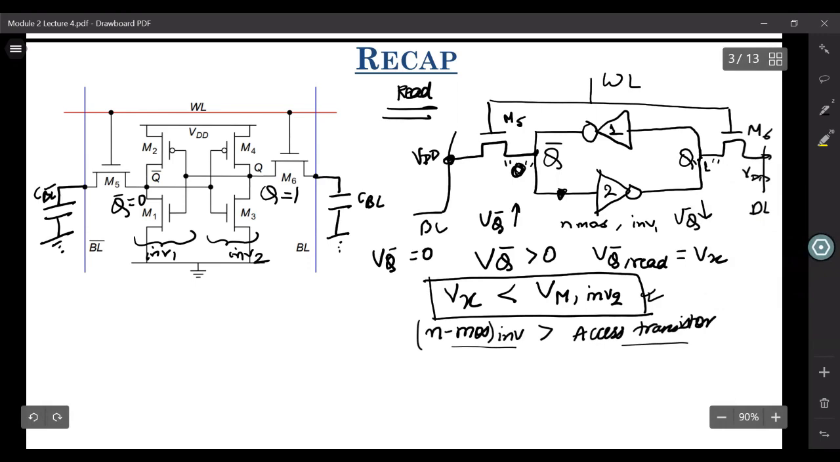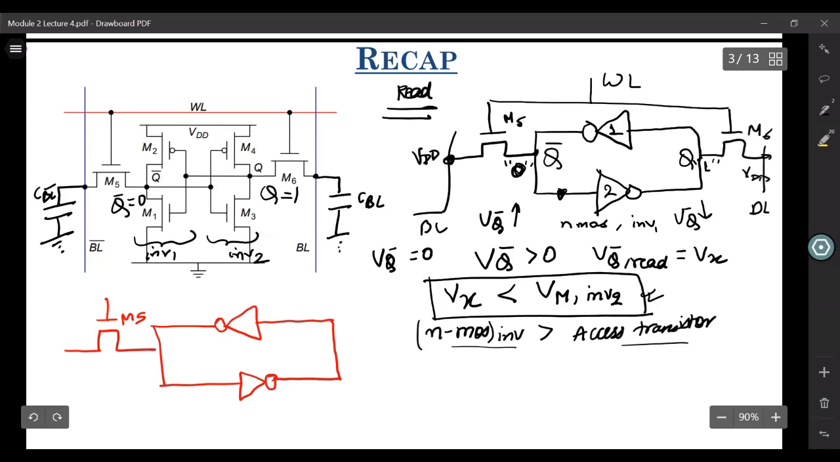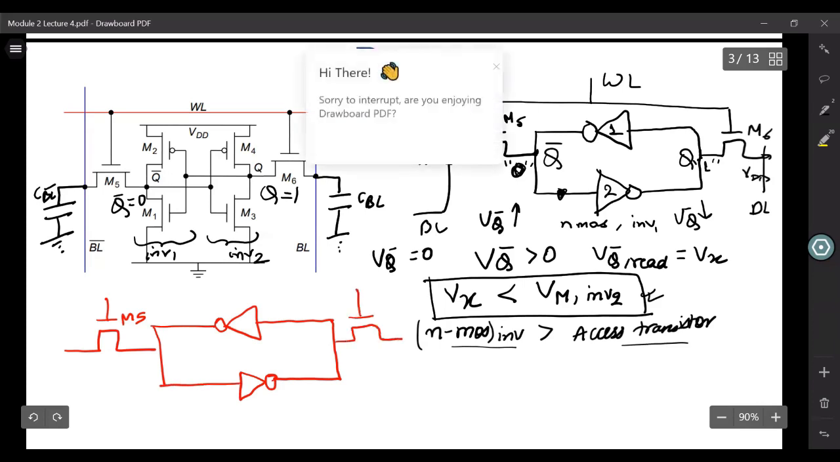So let us look at the write operation. Let me draw the circuit diagram for the write operation similar to what I have drawn for the read operation. So during write operation also we have this M5, then we have this cross-coupled inverter pair. This is inverter 1. This is inverter 2. This is M6.